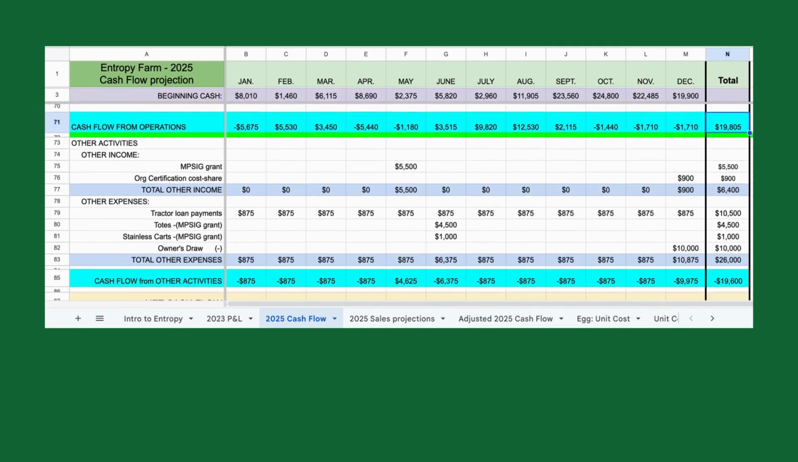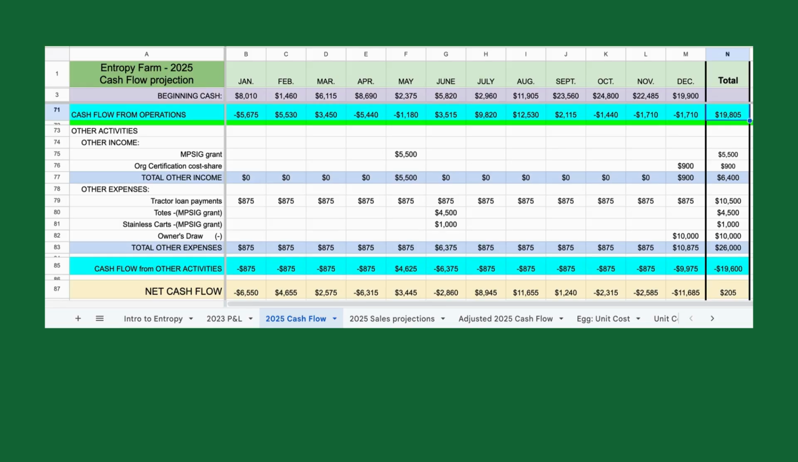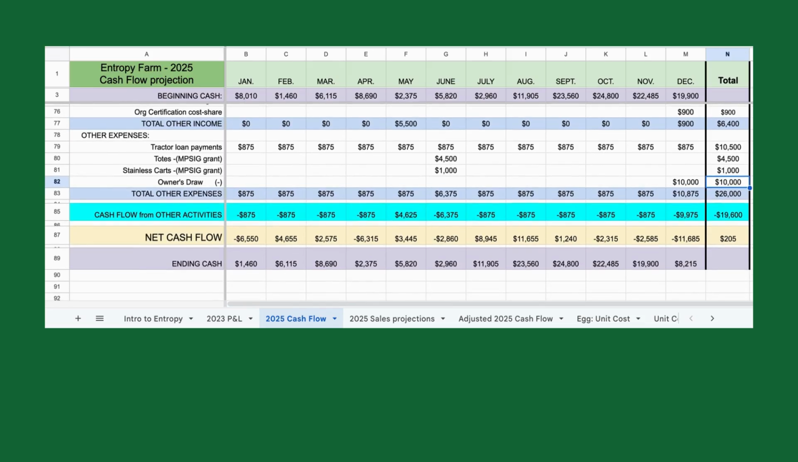Below the green line in their other activities, we see they're receiving a grant, they have a tractor loan payment, and then they're also planning on an additional $10,000 as owner's draw at the end of the year, all of which results in a net cash flow of $205 and an ending cash balance of $8,200. It's pretty much a flat budget. You see, they started the year in January with about $8,000 in the bank, and they hope to end the year with about the same.